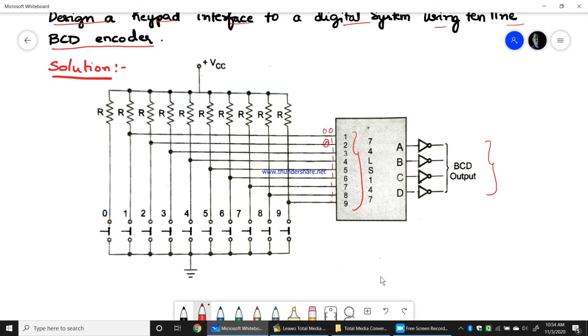So how to give priority? Priority can be given by varying the value of this R. So you create a different voltage drop across each resistance, and that drop will give a different priority. That means that drop will create different drops across these lines which are connected to this 1 to 9. Therefore based on the voltage values, these lines 1 to 9 will be given priority.